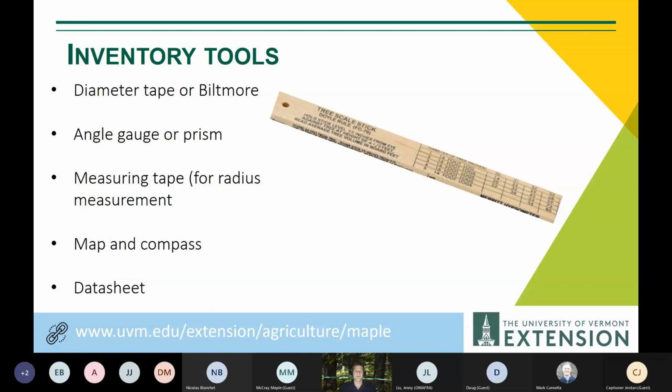How big is the plot? Am I going to do 1/5 of an acre? Am I going to do 1/20th of an acre? Whatever that is. Map and compass, still important, even in the digital age. It's really important to have a sense of where you're at, how to navigate to these data points if your phone isn't available or not working. And then a data sheet. Got to have a way of inventorying that data.